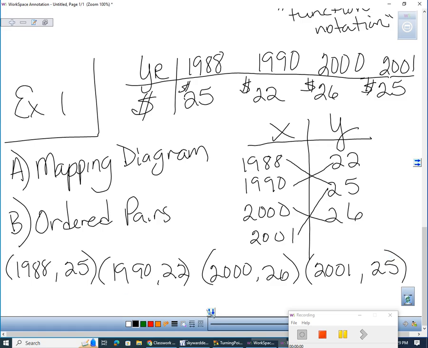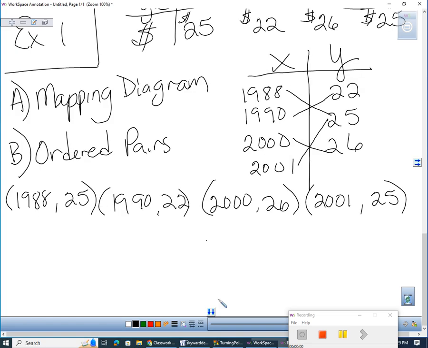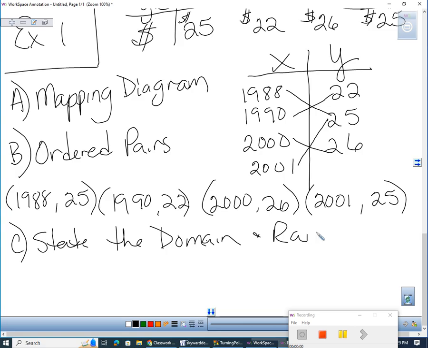Now we have one last thing to do on the same problem. So far we've done a mapping. We've put the ordered pairs together. Now I need you for part C to state the domain and range. Now when you state the domain and range, they go in numerical order and you don't repeat anything. So if you have something that's there more than once, you don't have to put it more than once.